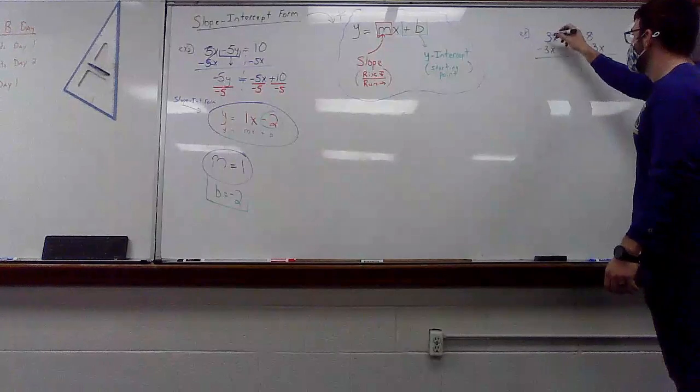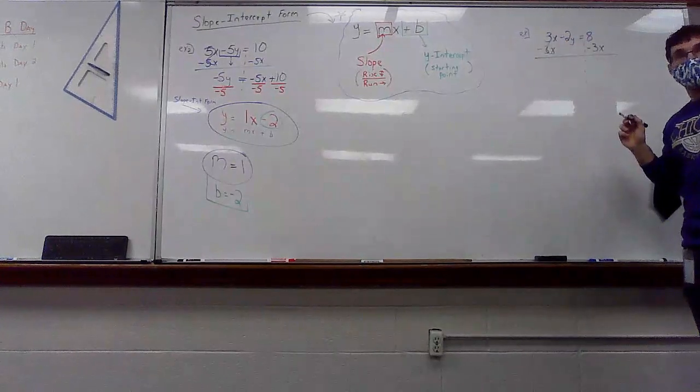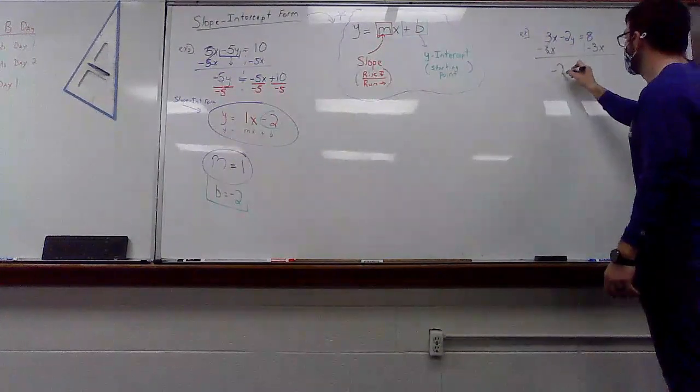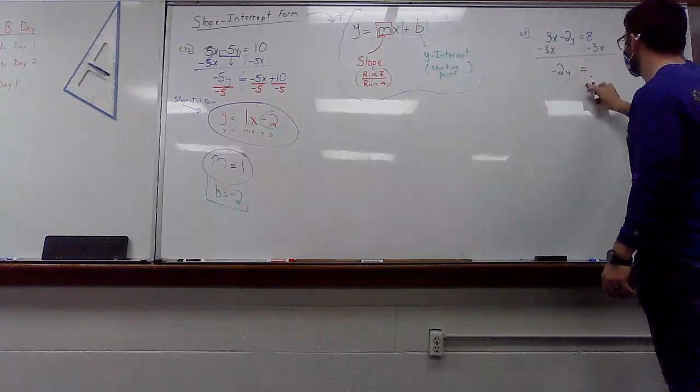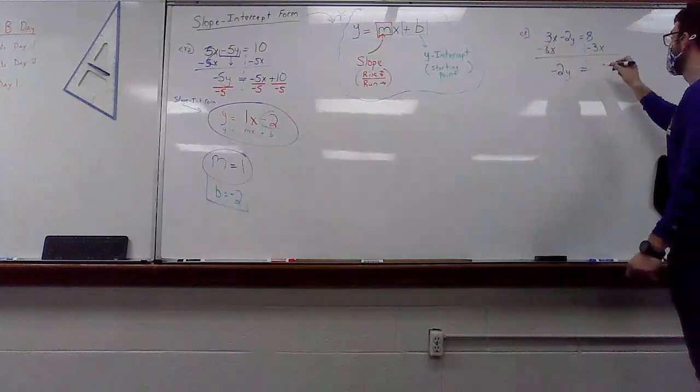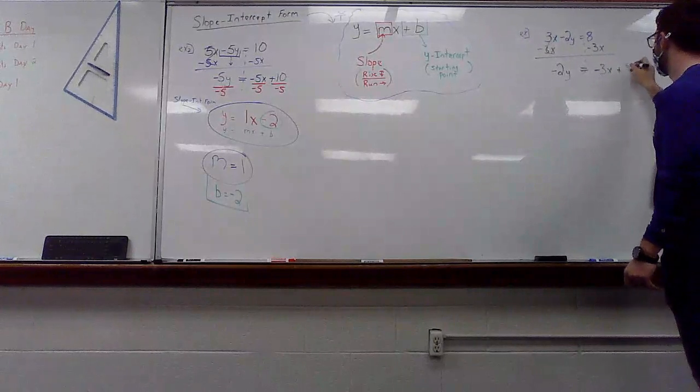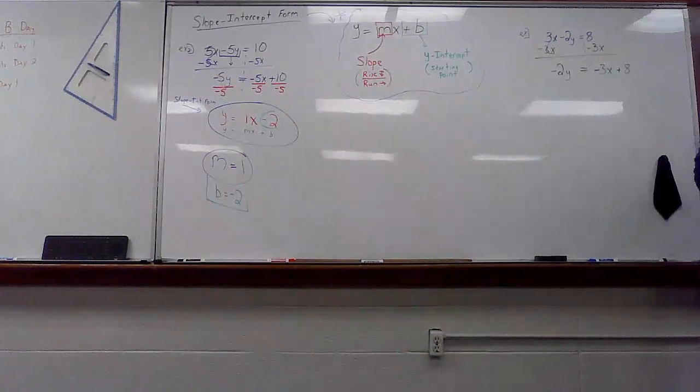Nothing. Well, these are gone. What drops down? Negative 2y. Negative 2y equals, and what's left over on this side? Negative 3x plus 8. Beautiful. Give me a thumbs up if we got to that point.